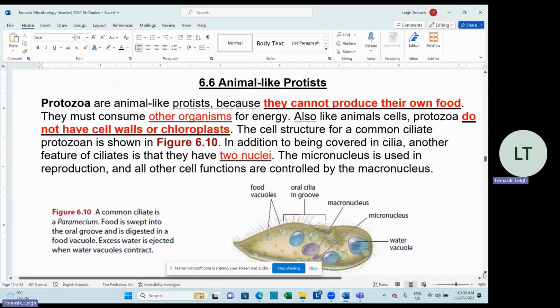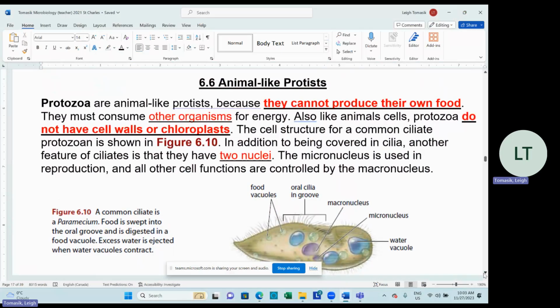Now we're going to take a look at animal-like protists. So there are plant-like protists and animal-like protists. The animal-like protists are called protozoa. And they cannot produce their own food. They don't have any chloroplasts. They have to consume other organisms for energy. Also, like animal cells, protozoa do not have cell walls or chloroplasts.